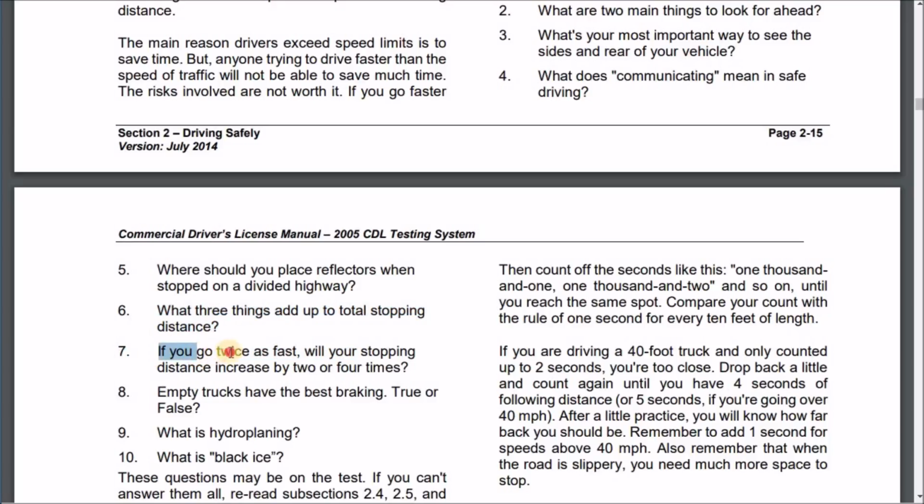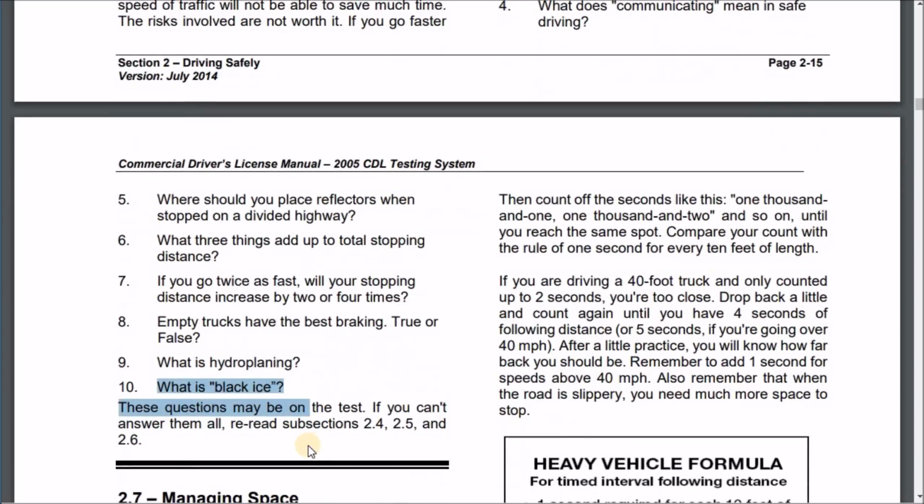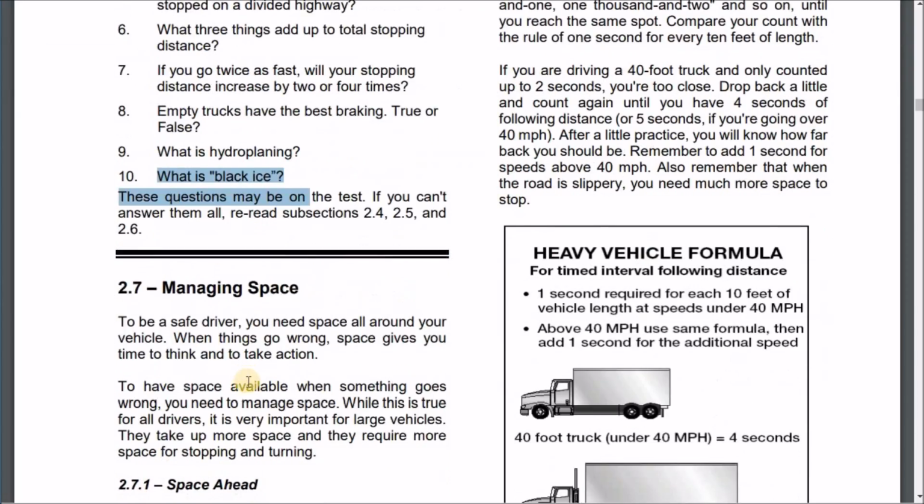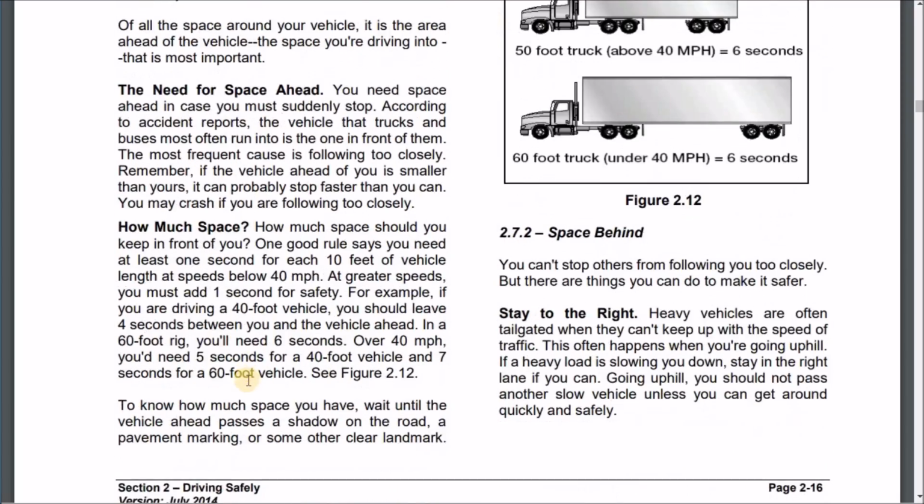Number 7. If you go twice as fast, will your stopping distance increase by 2 or 4 times? I can tell you it's 4 times. Empty trucks have the best braking. True or false? That's definitely false. What is hydroplaning? What is black ice? Okay, so you should know those questions and the answers to them for taking your general knowledge exam.